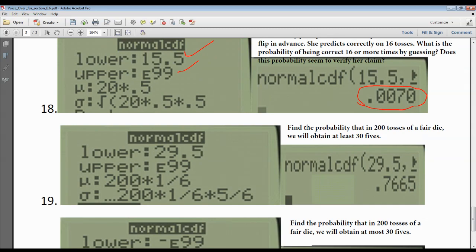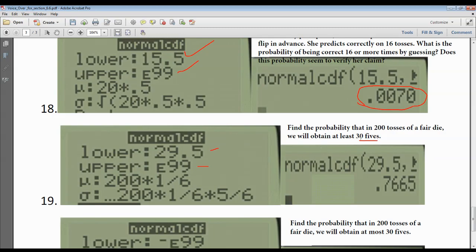Still tossing a fair die. All right, so we know the probability of each face of a die is 1/6. A 1 is 1/6, a 2 is 1/6, all the way up to a 6, 1/6. So we want at least 30. Well, at least 30, we're getting 30, 31, and so forth. So we're getting larger, so I'm going all the way out to positive infinity, but at least 30 includes 30. So I got to start at 29.5. That's my lower bound. I can't start at 30.5 because it wouldn't include 30. At least 30 includes 30.